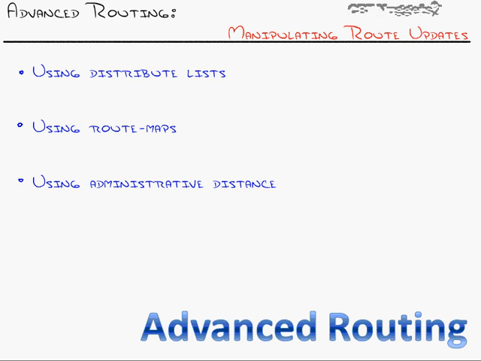We're moving on in our sub-series of advanced routing videos as we look at manipulating route updates. Now, by design, routing protocols send routes to all of their neighboring routers, and that's what we want most of the time. We want a full routing table. We want to be able to reach everywhere on our network. But there may be instances where you don't want some of the networks to be seen.